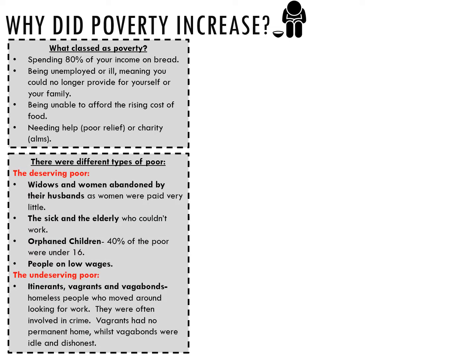There were different types of poor. We had the deserving poor, which included widows or women abandoned by their husbands and their families, as women were paid very little. It included the sick and the elderly who were unable to work, orphan children, and 40% of the poor were actually under 16, and people on low wages.